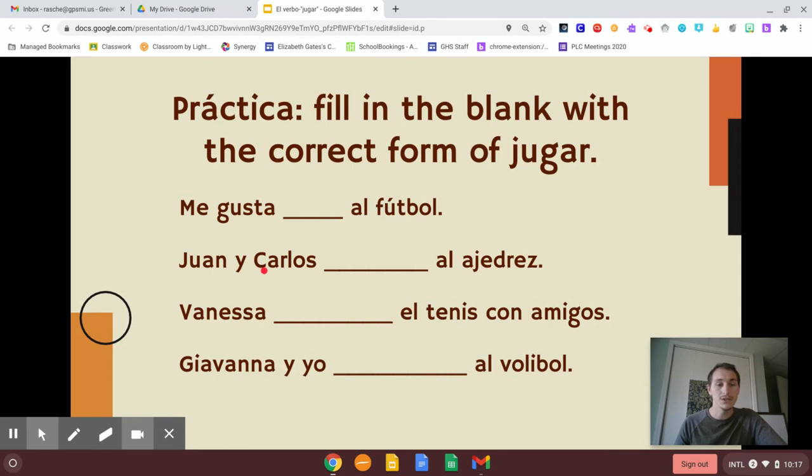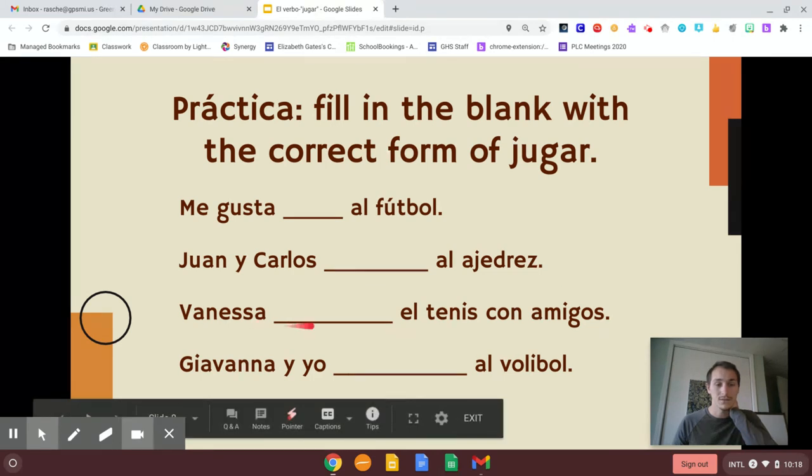Juan y Carlos al ajedrez. Vanessa al tenis con amigos. Should be al, not el. Giovanna y yo al voleibol.